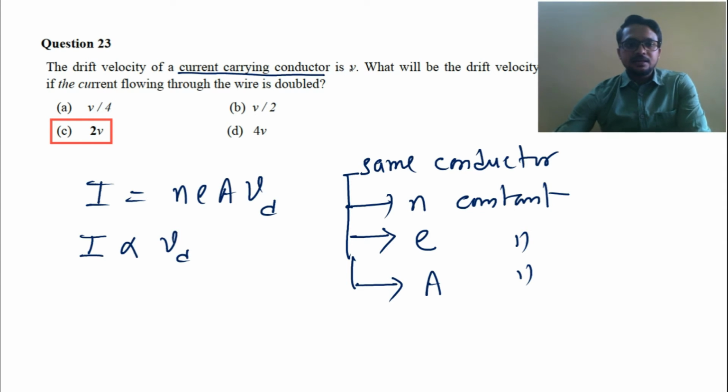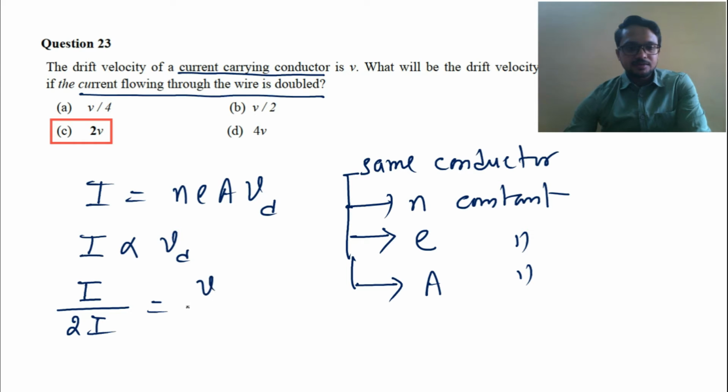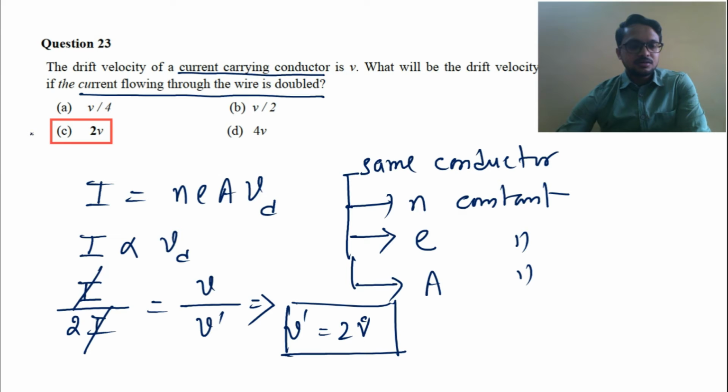Now initially the drift velocity was v. When the current flowing through the wire is doubled, what will be the drift velocity? Initially suppose I, finally 2I, initial drift velocity v, final v prime. So v prime is what? I cancels out, so we get v prime equals 2v. So the correct option is C. Okay, next question, question number 24.